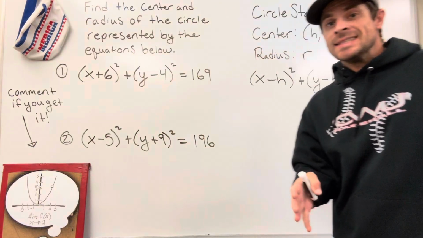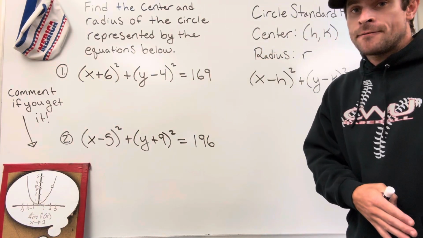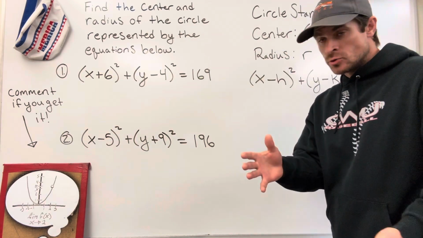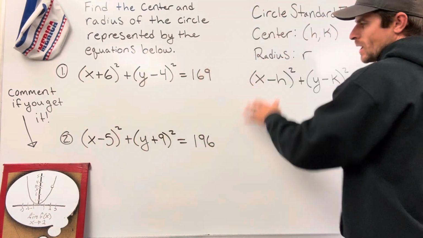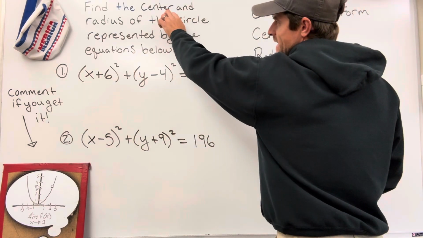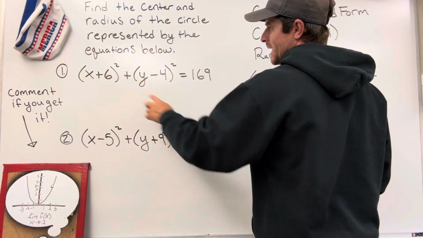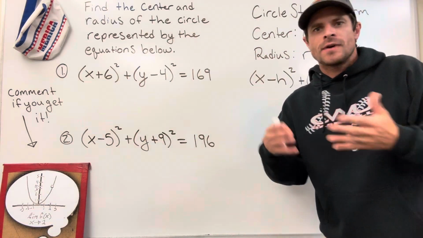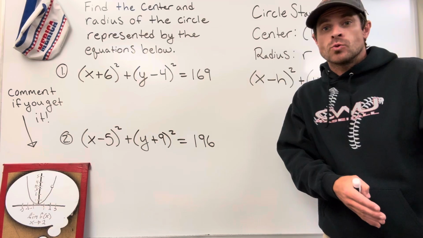It is very likely that when you're first learning how to graph and write equations for circles on a coordinate plane, you're going to be given questions like this, where you're being asked to find the center and the radius of the circle represented by the equation below. So you'll be given an equation, and all your teacher's asking you to do is find the radius and find the center of each one of those circles.